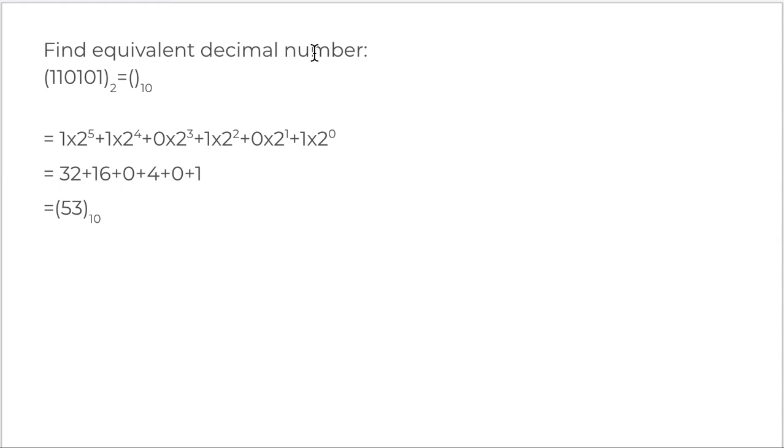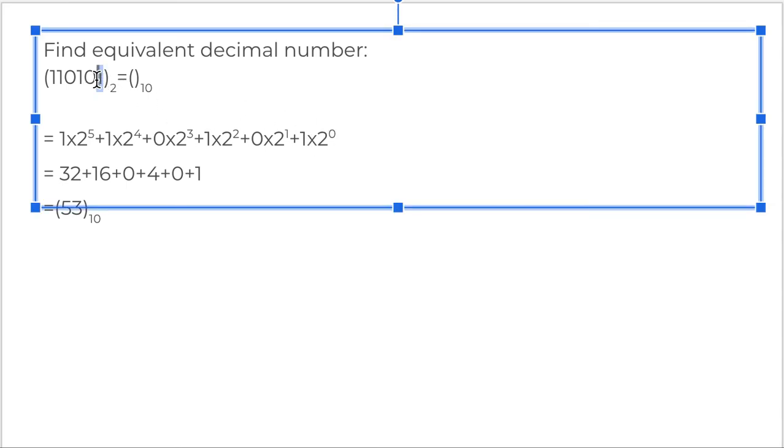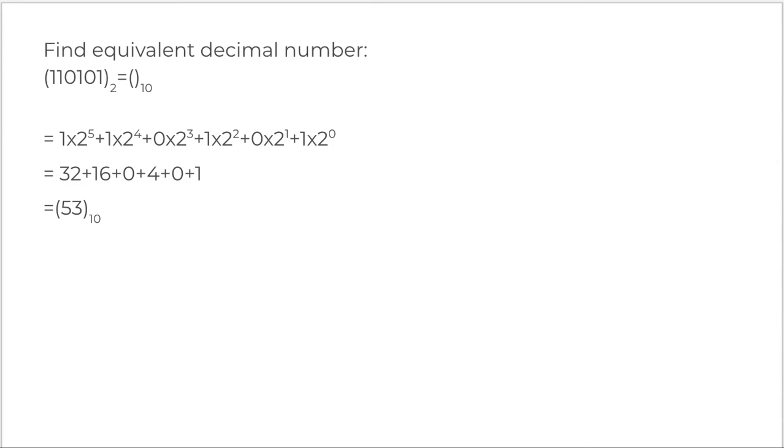Finding the equivalent decimal number, we talked about this. So if you're given this binary number, you need to find the decimal number. So you just open this up. 1 is multiplied by 2 raised to 0. 0 is multiplied by 2 raised to 1. This 1 is taken as 2 raised to 2, 2 raised to 3, 2 raised to 4, and 2 raised to 5. Right? And that's how I wrote it down, and you get the value of the decimal number.